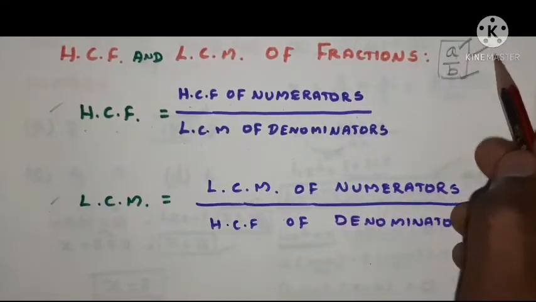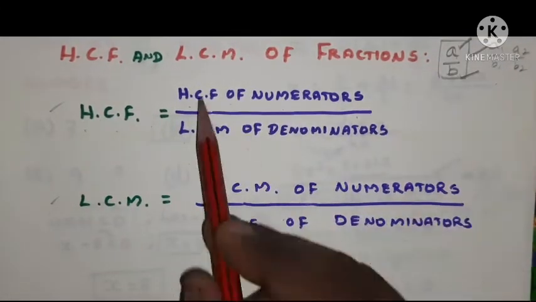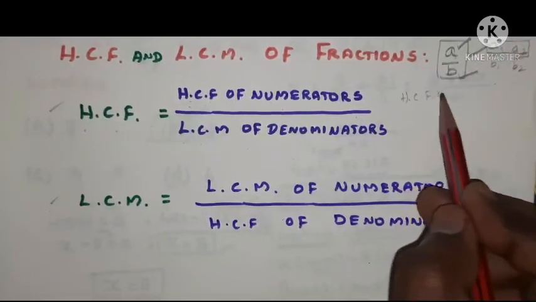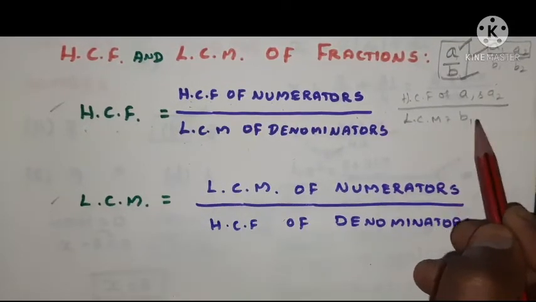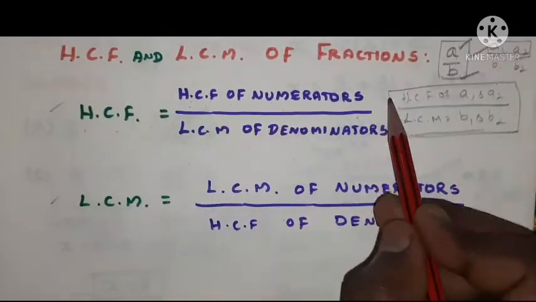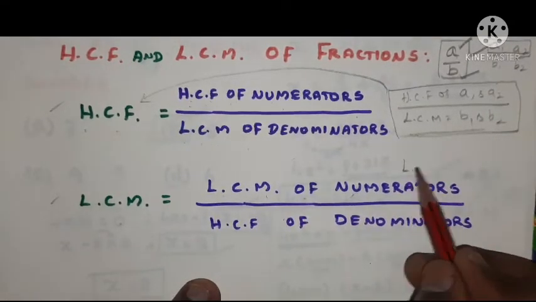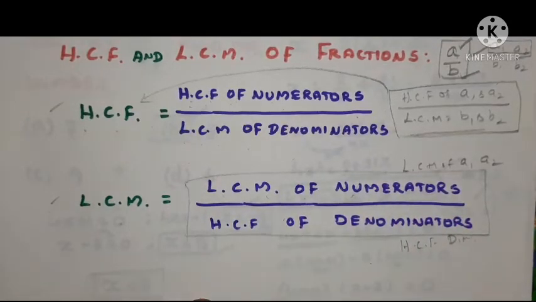If they have more than one, for example a1 by b1 comma a2 by b2, then how do you find the HCF of these two numbers? Look, we first need to find the HCF of the numerators, so the HCF of a1 and a2, divided by the LCM of b1 and b2. This exactly will provide you the highest common factor of the particular fractions. The same way, if you want to find the LCM, we should first take the LCM of the numerators, so the LCM of a1 and a2, then the HCF of the denominators. That exactly will provide you the LCM of the given fractions. This is an important relation, keep it in mind.